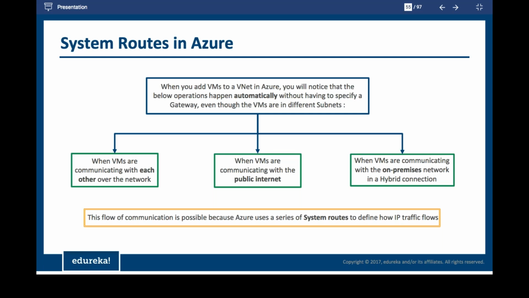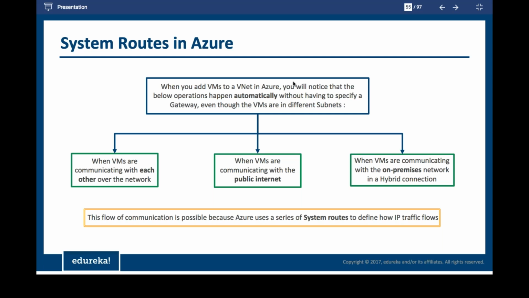Let's consider when you have VMs on a VNet in Azure. You can find operations that will be happening automatically, where you are not going to specify a gateway within the VNet on the VM. There will be different subnets having VMs, and that will carry on the instructions automatically. So when the VMs are communicating with each other over the network, you will be doing this. Or when the VMs are communicating with the public internet, again you will be having this, or even within the on-premise.